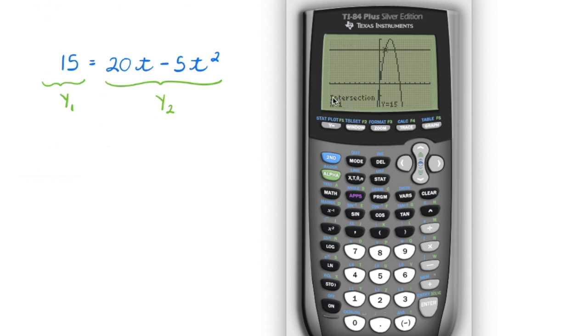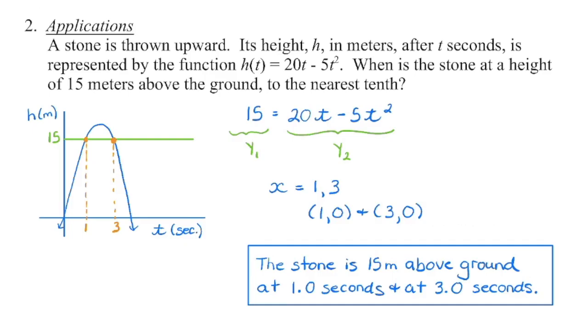So at 1 second, and then we're going to do this again. So second function, trace, number 5, I want the point of intersection. Scoot your cursor over there, and then we're going to go enter, enter, enter, and then when x is equal to 3, that's our second solution. And then this particular question says they want us to round to the nearest tenth. So the stone is going to be 15 meters above ground at 1.0 seconds and 3.0 seconds. I'm going to put something in that 10th position. So it's going to be at 15 meters on its way up, and then it's going to be at 15 meters again on its way down.